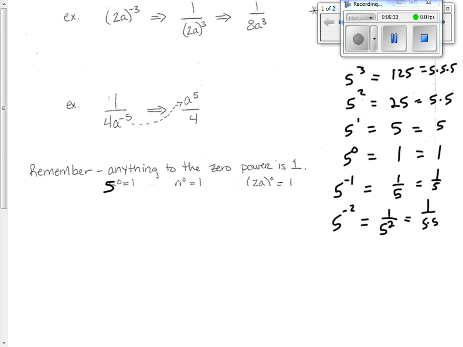If I put a 3 there, 3 cubed is going to give us 27. 3 squared is 9. I divided by 3. 3 to the first power is 3. I divided by 3. 3 to the 0 power is 1, because 3 divided by 3 is 1 again. 3 to the negative first power is 1/3, and so on. So the rule holds true for anything that is to the 0 power to be equal to 1.